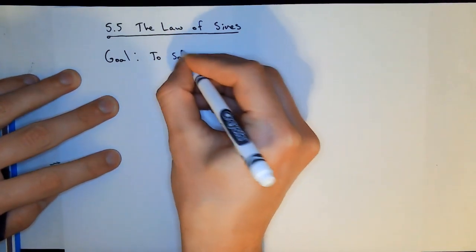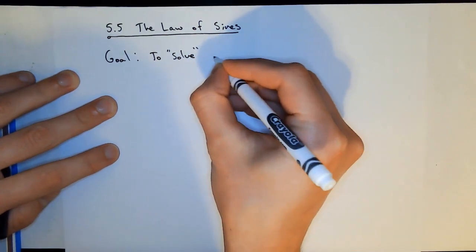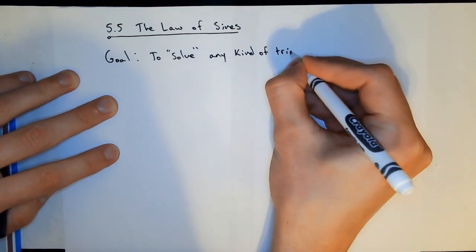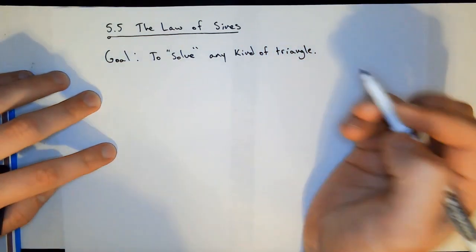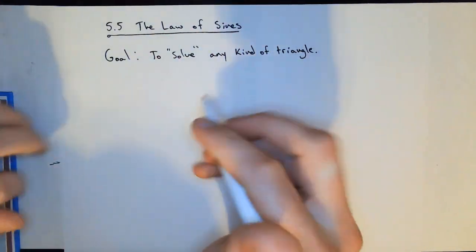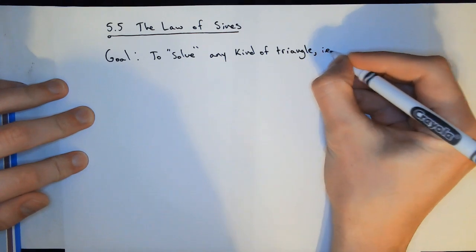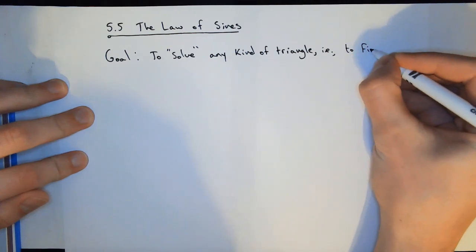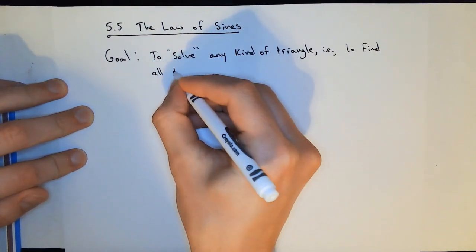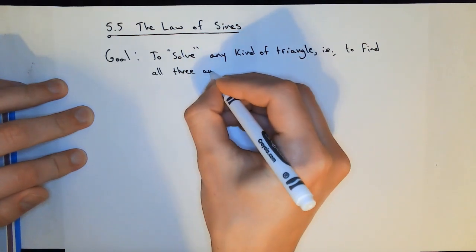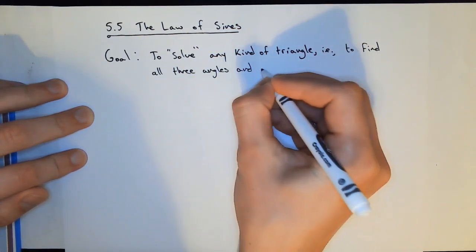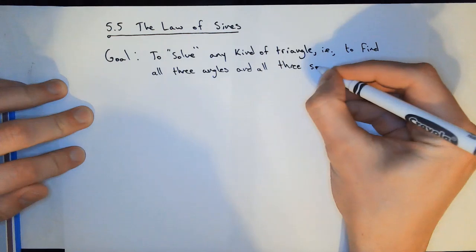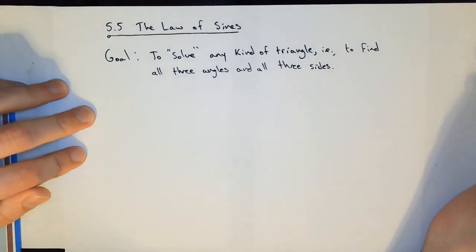So the goal is to solve, and what does that mean? To solve any kind of triangle means to find all of its angles. In other words, to find all three angles, because there are three angles in a triangle, and all three sides. The measure of all three angles and the measure of all three sides.